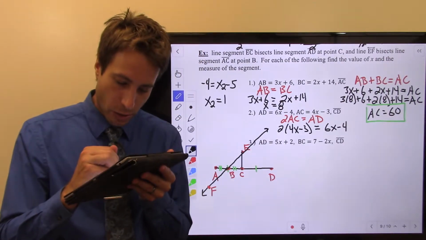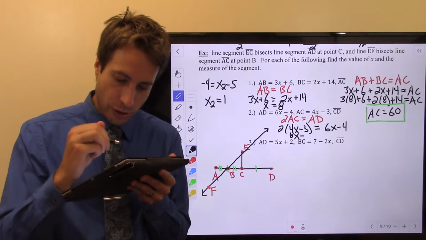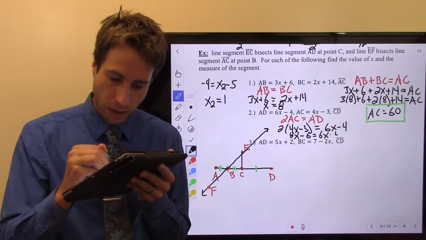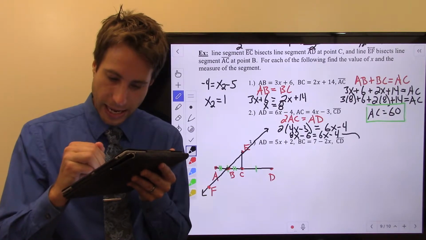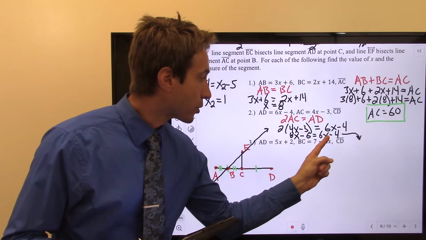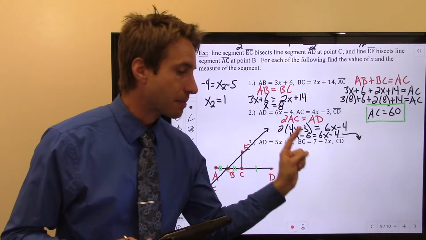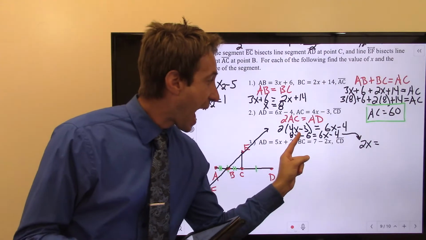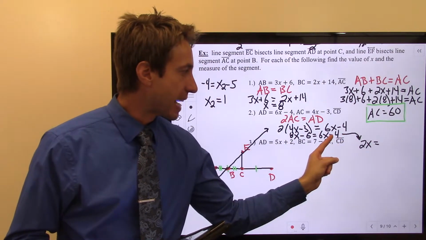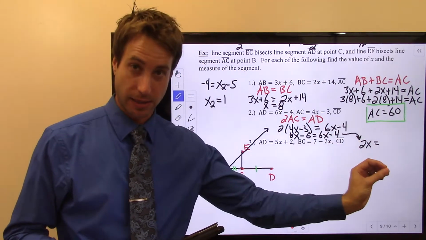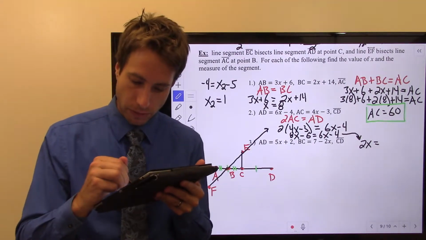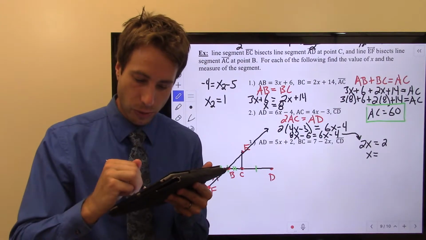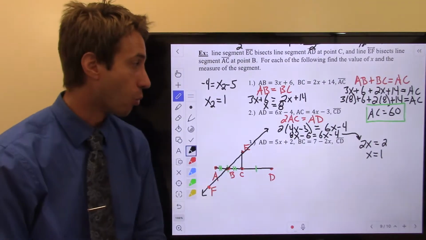2 times 4 is going to be 8x minus 2 times a negative 3 will be a minus 6, equal to 6x minus 4. Subtract the 6x to this side. 8x minus 6x would be 2x. Add the 6 to this side, so I'd have a negative 4 plus 6, which would be a positive 2. Divide both sides by 2, and x is equal to 2 divided by 2, which is 1. So I get x is equal to 1.